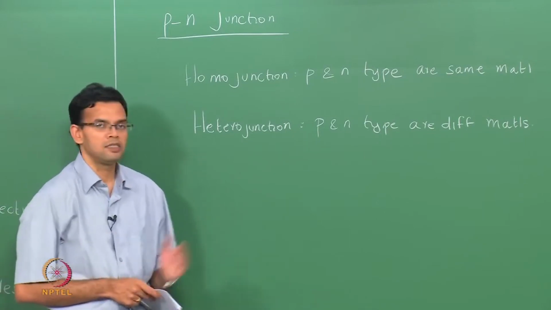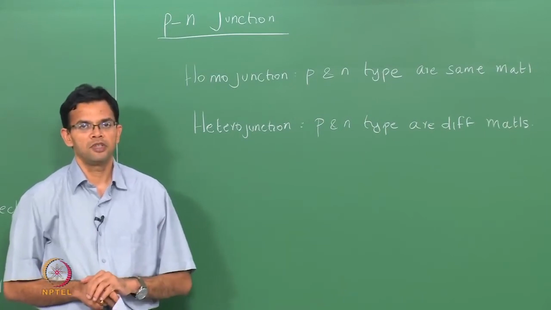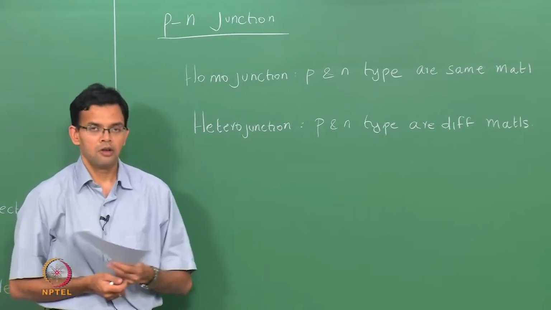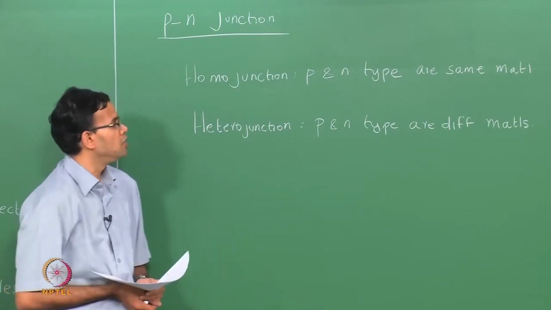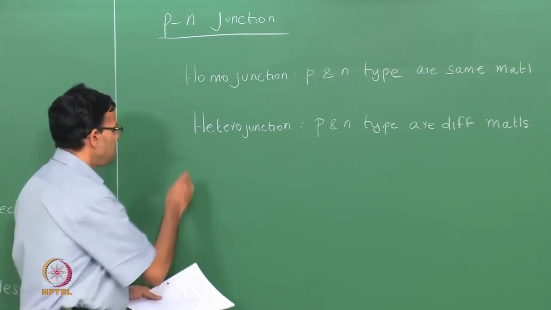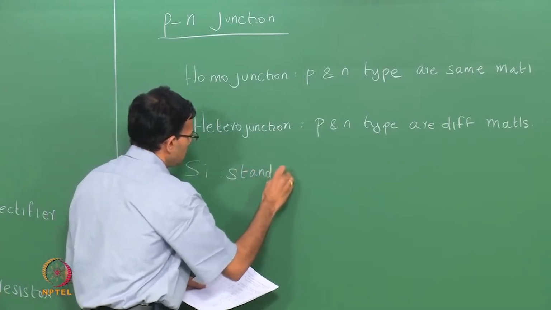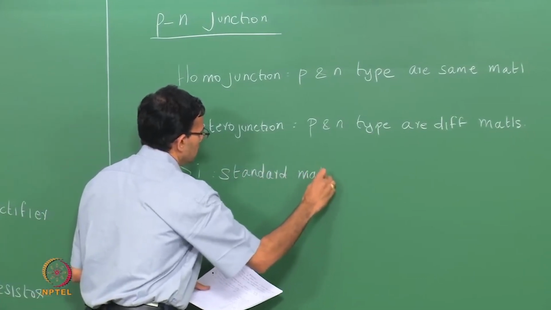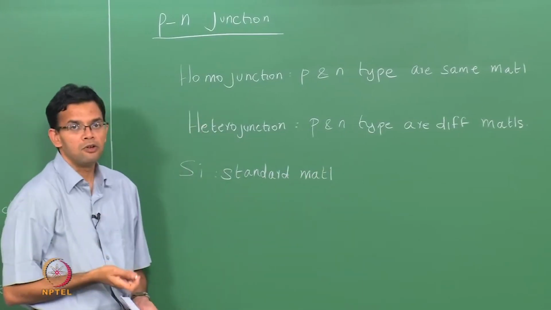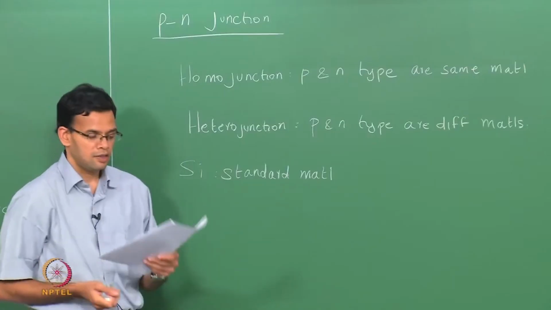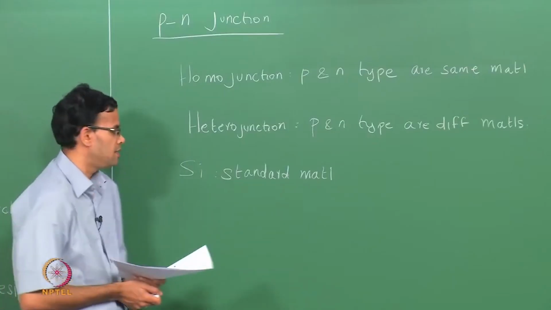But for the analysis we are going to do now, we are going to assume that we have an ideal junction, that is, there are no defects. Most of the time we will be talking about these p-n junctions with respect to silicon. So, silicon is our standard material of choice. But we will also look at some examples of other materials, and when we come to heterojunctions we will talk a lot about compound semiconductors. So, let us consider a junction formed between p and n silicon.